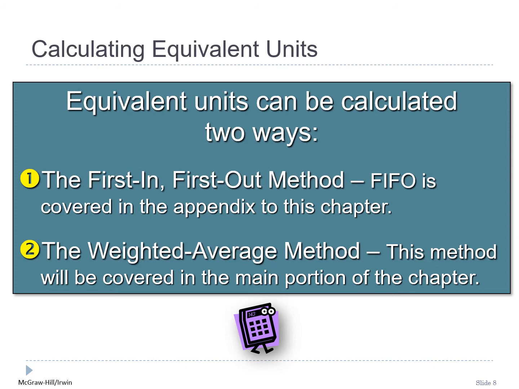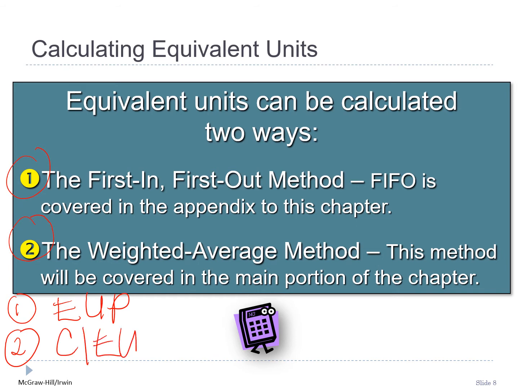Yung costing system, so, we have two. So, saan sila nagkakaiba? So, banggitin ko na kaagad. So, una, yung computation natin ng equivalent units of production, magkaiba for FIFO and weighted average. Number two, yung computation ng cost per EUP, magkaiba din for first in, first out method and the weighted average method.